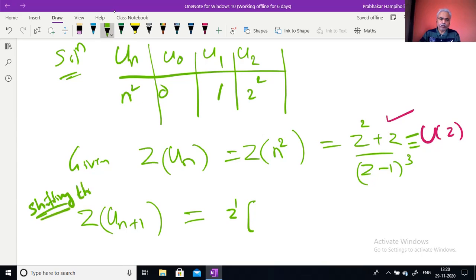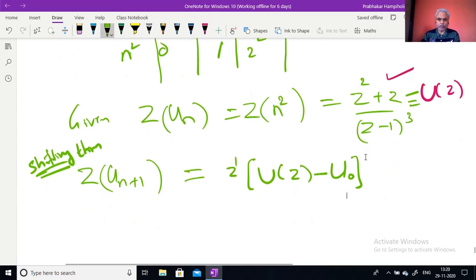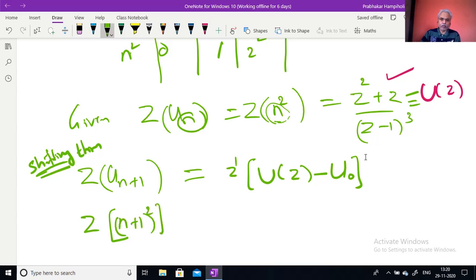by the shifting theorem we write: to the original function we have to subtract some more values, because we have to stop here, because if it is 1, here you have to stop at 0. Already we have noticed that u0 is also 0. If you find u0 is 0, then what is the answer? Z of u_(n+1). So wherever n is there, n plus 1. If you make it, u_(n+1) is n plus 1 whole square, equal to z into U of z, which is here z square plus z upon z minus 1 whole cube.